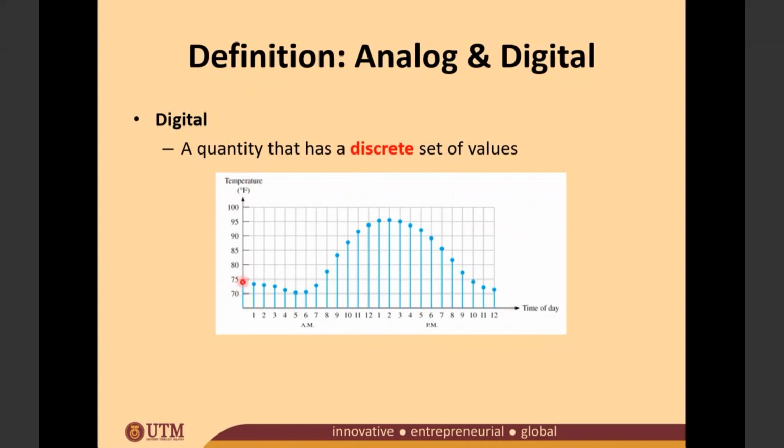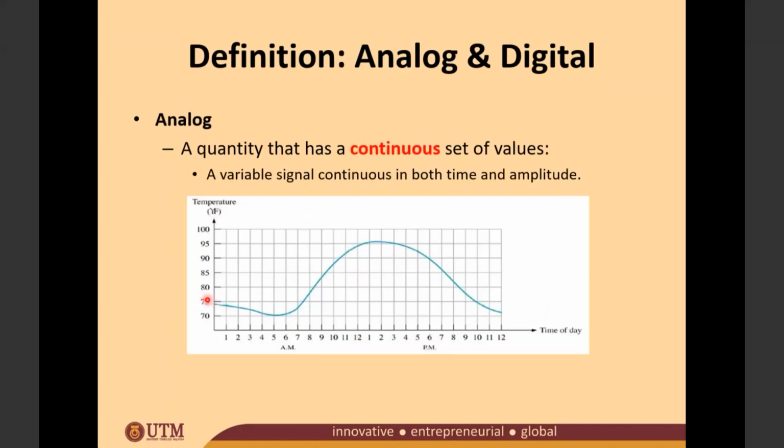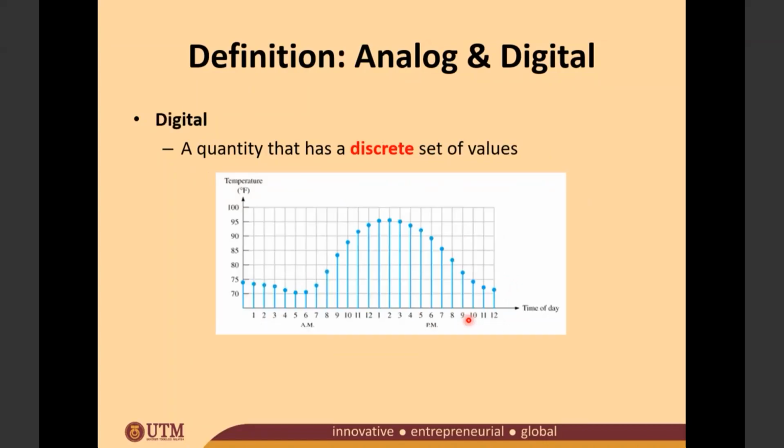You can see here that rather than taking it continuously, now you take it discretely, meaning that you take it every hour. Every hour you take the temperature. Another hour, you take another temperature. So this is what we call a discrete set of values, whereas previously it was a continuous set of values. That is the difference between analog and digital.